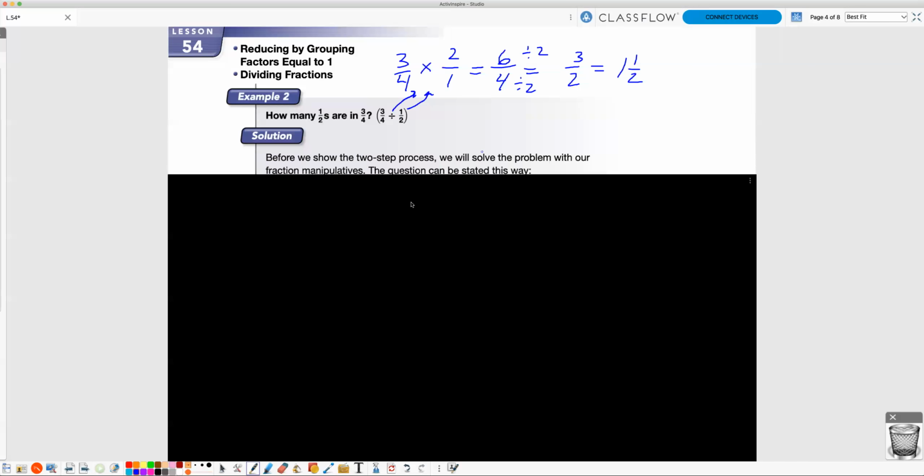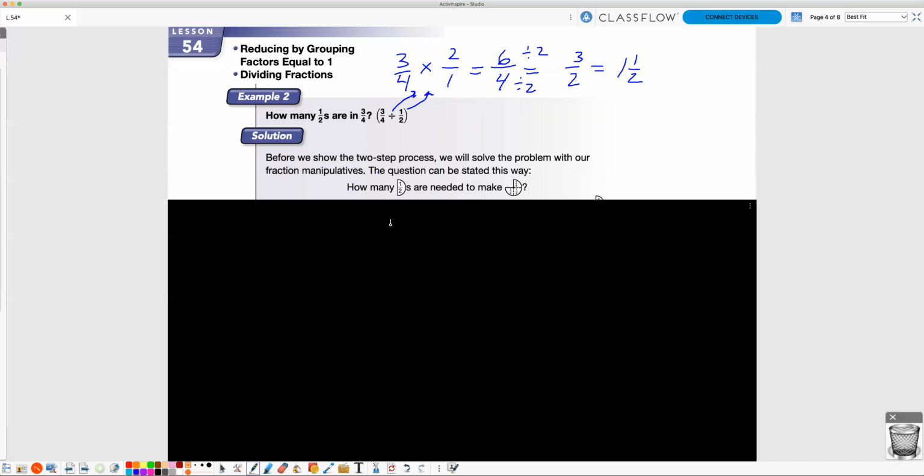So before we show the two-step process, we'll solve the problem with our fraction manipulatives here. This was my two-step problem. I like to use that first. That's the easiest, to be honest with you. The question can be stated this way, though. How many halves are needed to make 3/4?